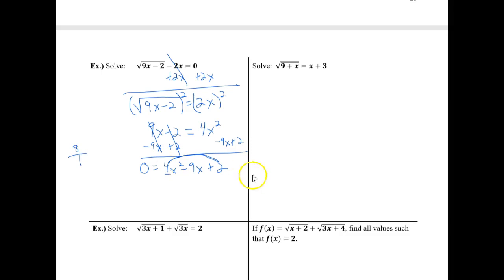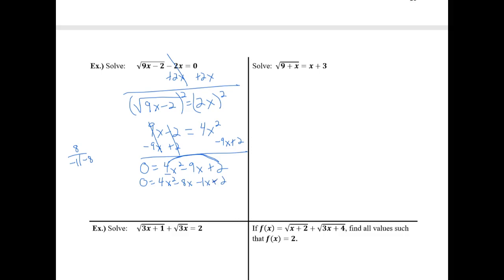So I need factors of 8 that will add to negative 9. So I'm thinking negative 1 and negative 8. Those will add to negative 9, but multiply to a positive 8. So I factor 4x squared minus 8x minus 1x plus 2.